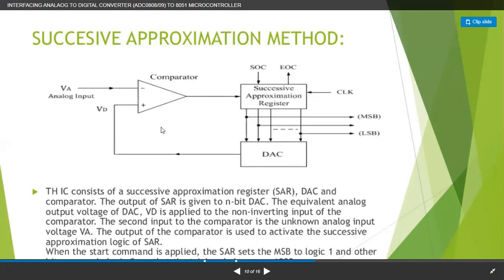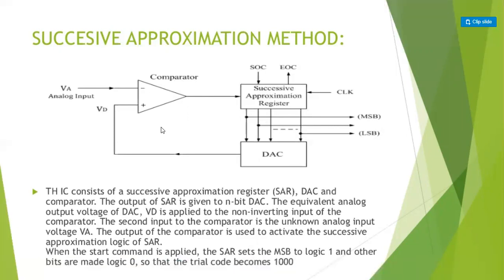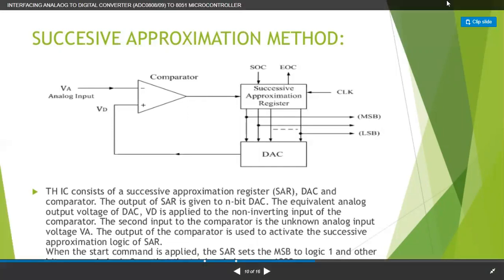And when the start command is applied, then SAR sets the MSB to logic 1 and the other bits are made logic 0. So the trial code becomes 1000. So starting from here, the code will be 1 0 0 0, and so on the process continues.